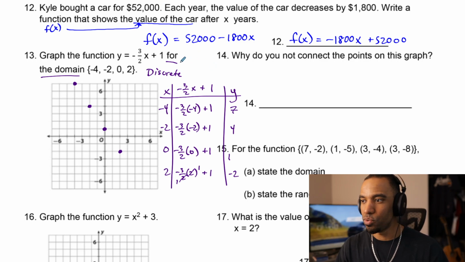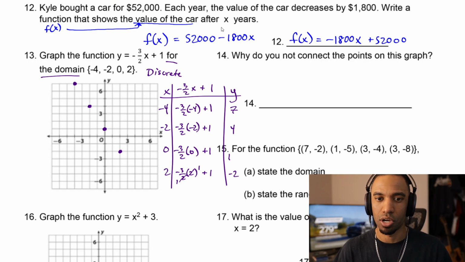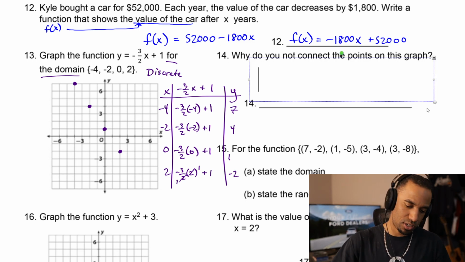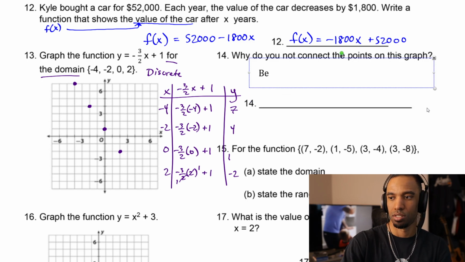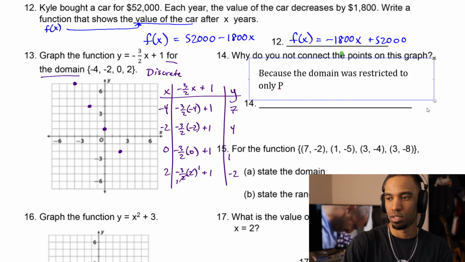Okay, number 14. Why do you not connect the points on this graph? Okay, so I've been talking about this, so that's what I get for not looking at the practice test before doing it. Yeah, guys, this is limited because the domain was restricted to only -4, -2, 0, and 2.